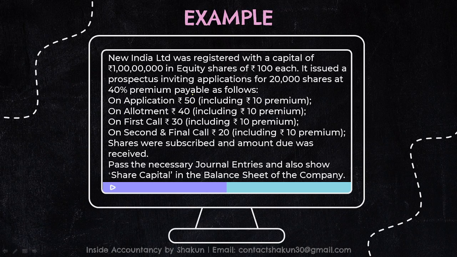This is an example that I've taken. New India Limited was registered with a capital of rupees. It's very important to note that the rupee symbol is here, so these are not the number of shares. This is the total registered capital, in equity shares of 100 each. So I can divide this registered capital by the face value to get the number of shares.